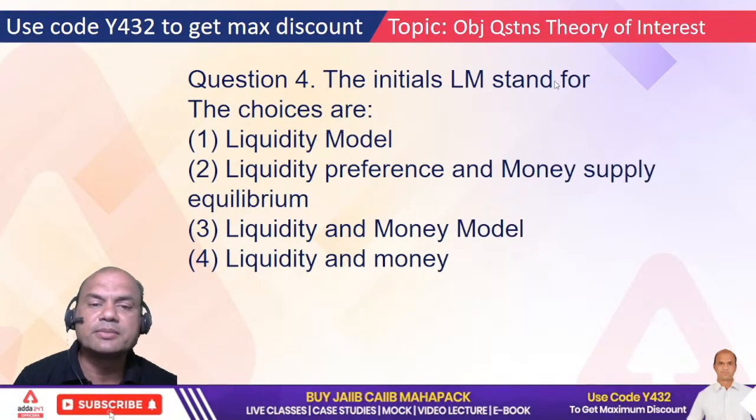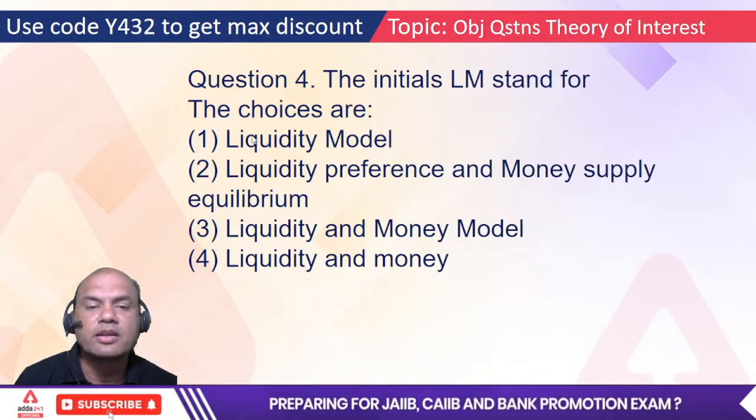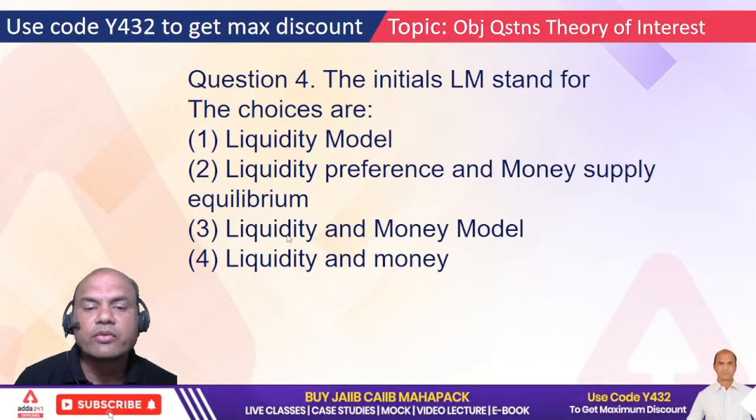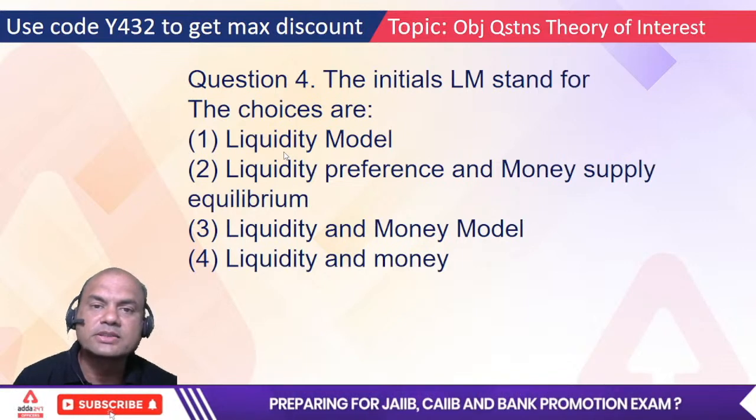The initials LM stand for. So LM in the ISLM curve stands for liquidity model, liquidity preference and money supply, liquidity and money model, liquidity and money. So which is the correct answer? Fast.